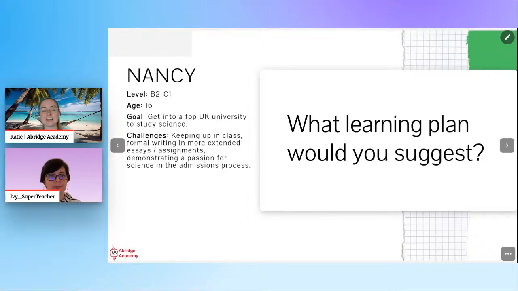But when she started taking classes with me, she was around B2 level, so upper B2 level, age 16. And her goal was to get into a top UK university to study science. But she was really struggling. She was already in international school, but within her own country. She was living in Hong Kong.